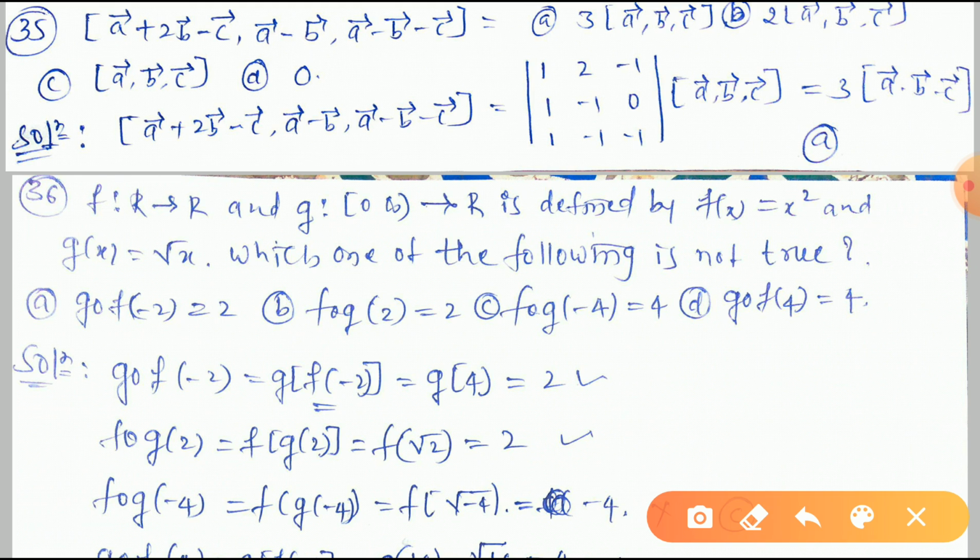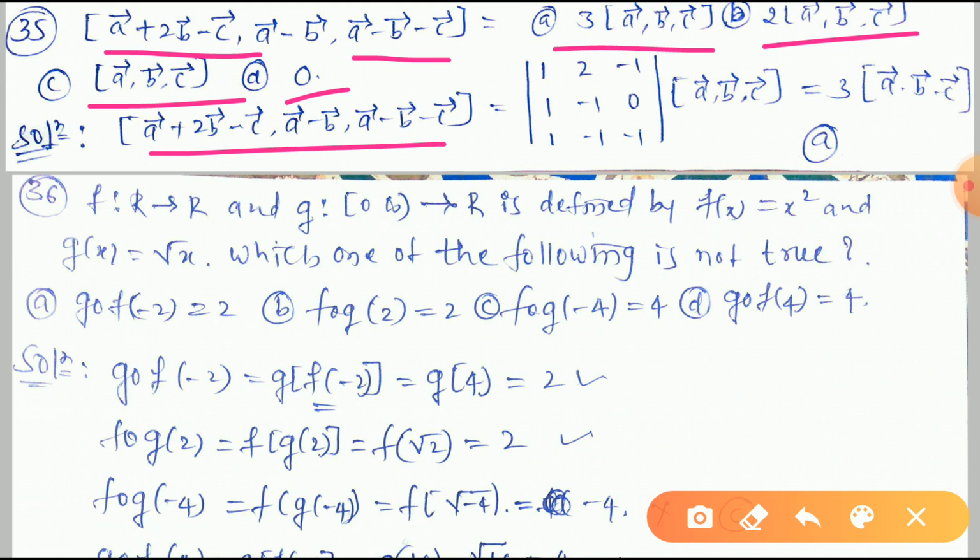Scalar triple product of vector a plus 2 times vector b minus c, vector a minus vector b, vector a minus vector b minus vector c is equal to, the options are like this: 3 times scalar triple product of vector a, vector b, vector c; 2 times scalar triple product of vector a, vector b, vector c; scalar triple product of vector a, vector b, vector c; and option D is 0. Okay, now we know the definition for scalar triple product, this is equal to the determinant of row 1: 1, 2, minus 1; 1, 2, minus 1.